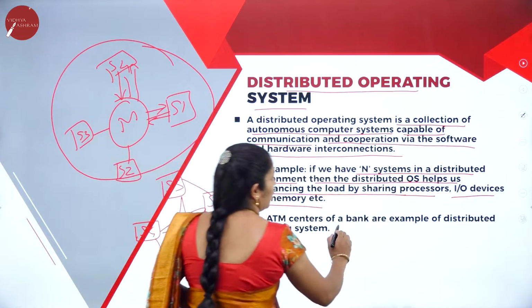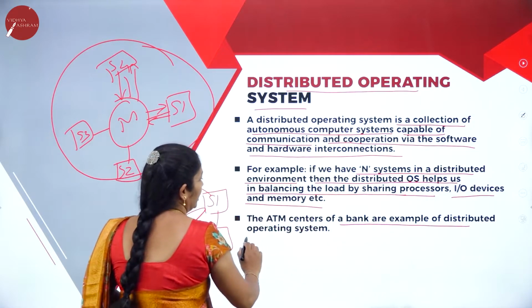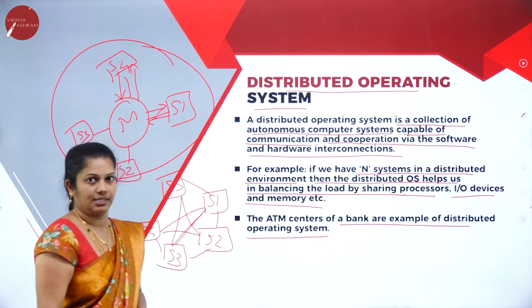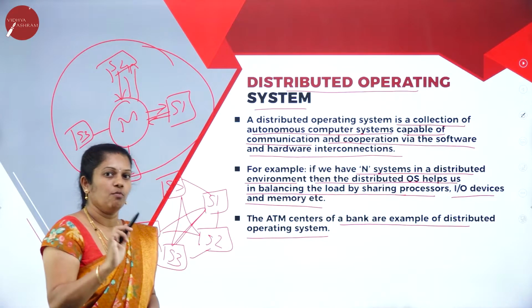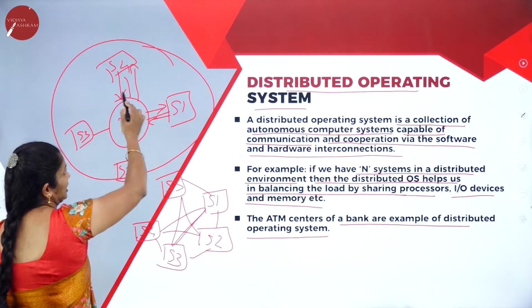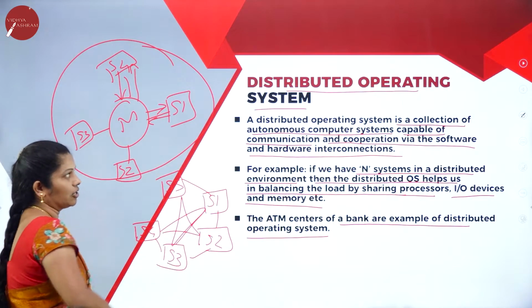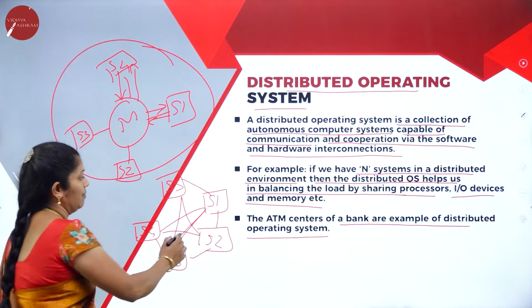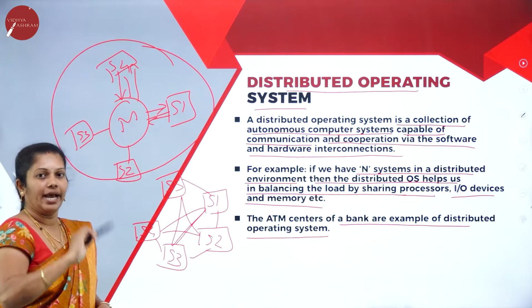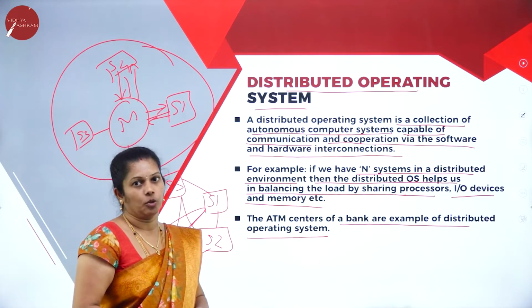ATM centers of a bank are an example of a distributed operating system. Whereas in centralized, all the transactions take place with the help of the center system only. Whereas decentralized or distributed means each system has equal capability. Directly they are able to share the resources here.